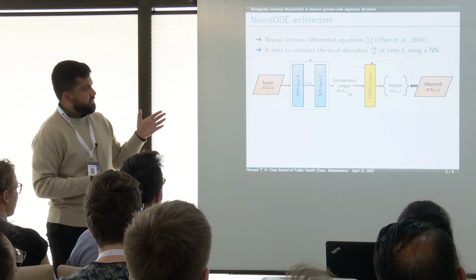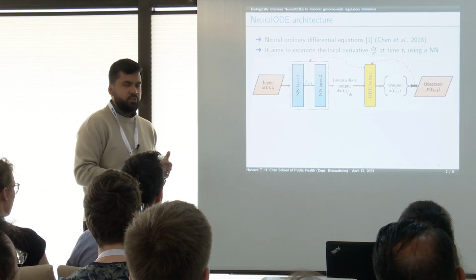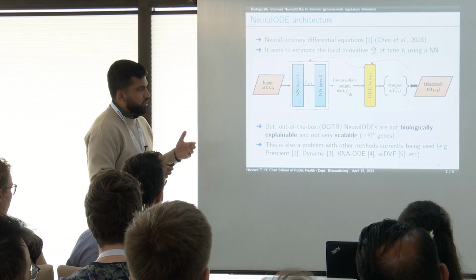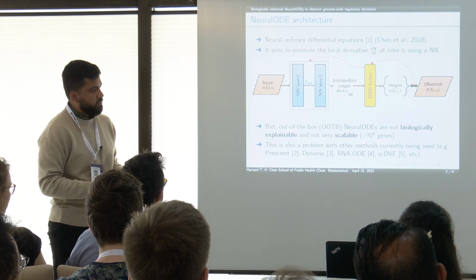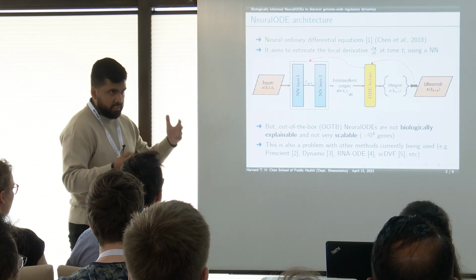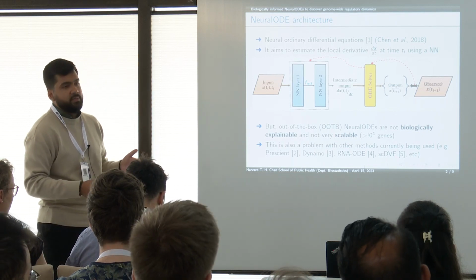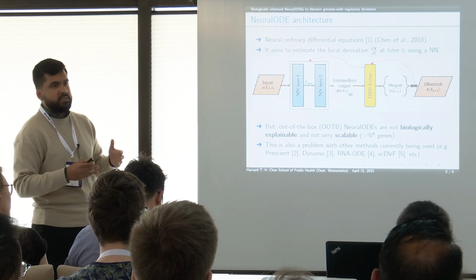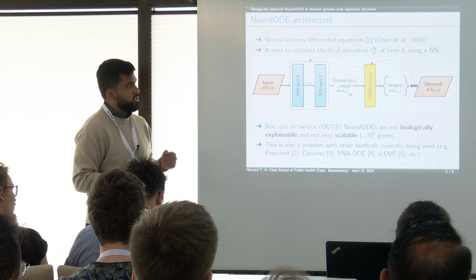The problem with this is that if you've used NeuralODEs in any of your work, you'll know that they're kind of hard to work with. And they are also not very scalable and quite black box. So an out-of-the-box NeuralODE is not really biologically explainable, and as a matter of fact, is not very scalable. So if you have more than 10,000 dimensions, and my apologies for the typo there, or 10,000 genes, then it's not very scalable. It starts to give very poor performance. And I want to note that this is also a problem with a lot of the other methods that are currently being used. You might be familiar with some of them, but a lot of them simply cannot scale to a large number of genes without using some kind of a dimension reduction step in between, in which case the biological explainability or interpretability is lost.